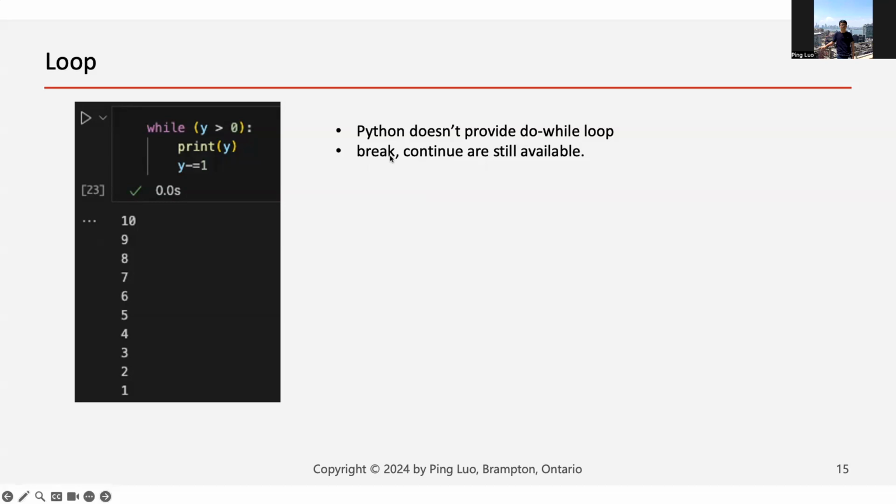But with a do while loop, sometimes you want to make sure the operation runs at least once. Yeah, of course, you can. I think that's why they didn't create a do while loop for Python. They think it's not necessary. Yeah. So break and continue are still available and similar to all the other languages.